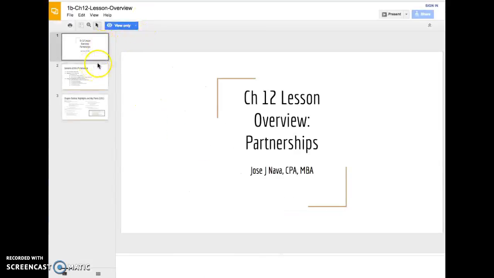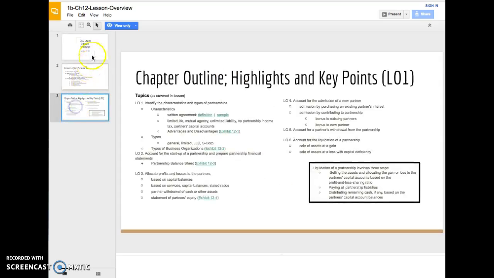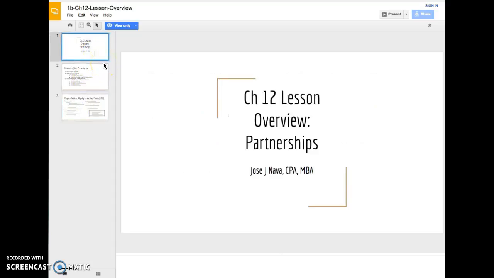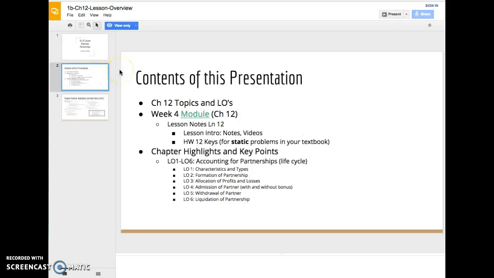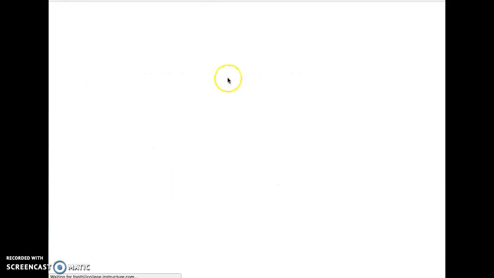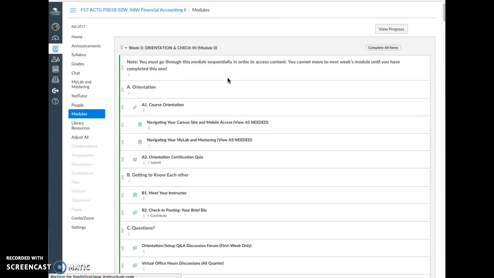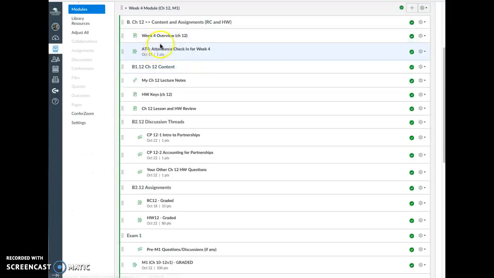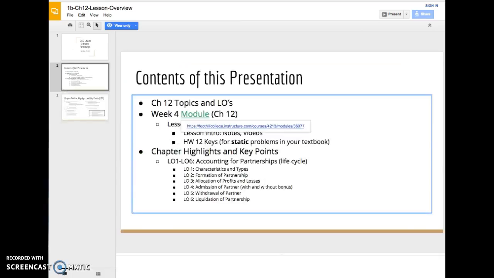And as always, in this case there will be 3 slides, so it will be a little simpler than the last couple. And in this case, we're talking about partnerships. And as always, I'll give you the topics, which are down here anyway. Here's a link to the module, and if I click on that, it will navigate right to the right module in our Canvas site. So I'm going to come back to this in a second.